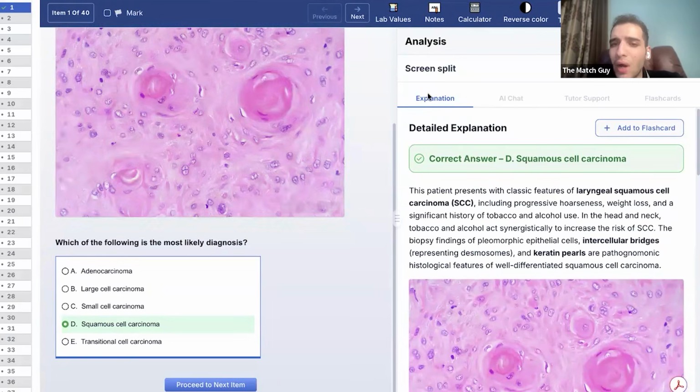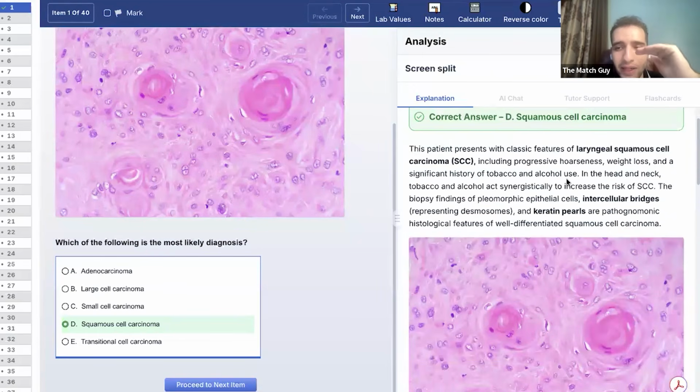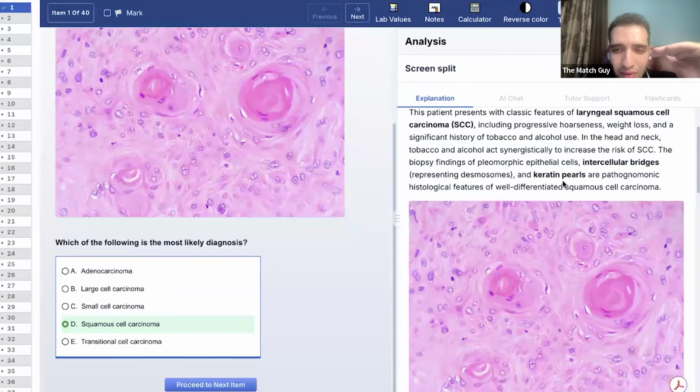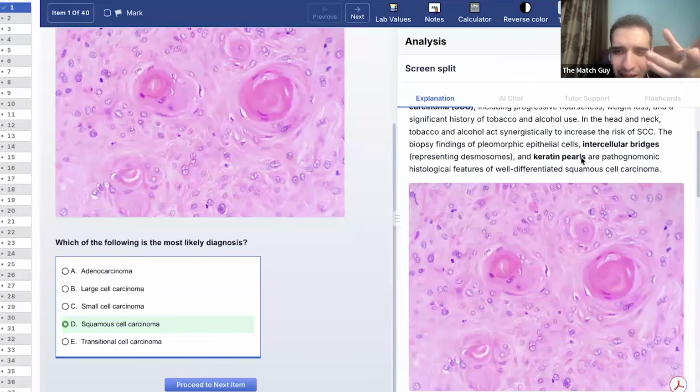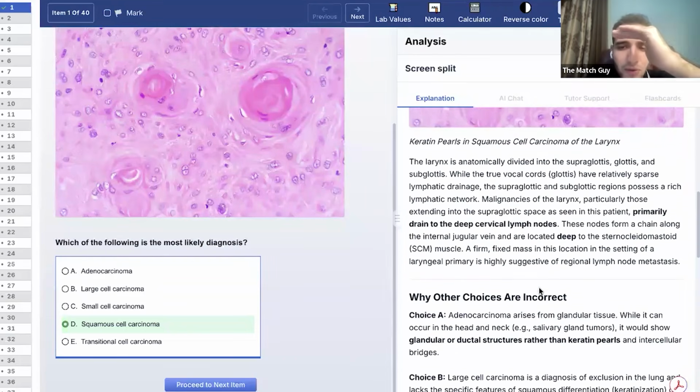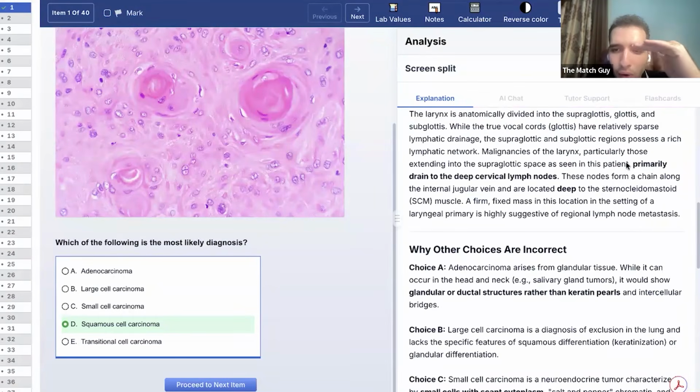Now, how do I review the question itself? Usually, the way I review the questions is that I just go very fast into the important stuff. So, yeah, this person is having keratin pearls. Yes, this person is also having intercellular bridges. That's fine. So, I go very fast through the most important stuff. Oh, the cancer of the head and the neck most likely drains into the deep cervical lymph nodes. So, probably this is also an important thing that you can be asked about on the exam.